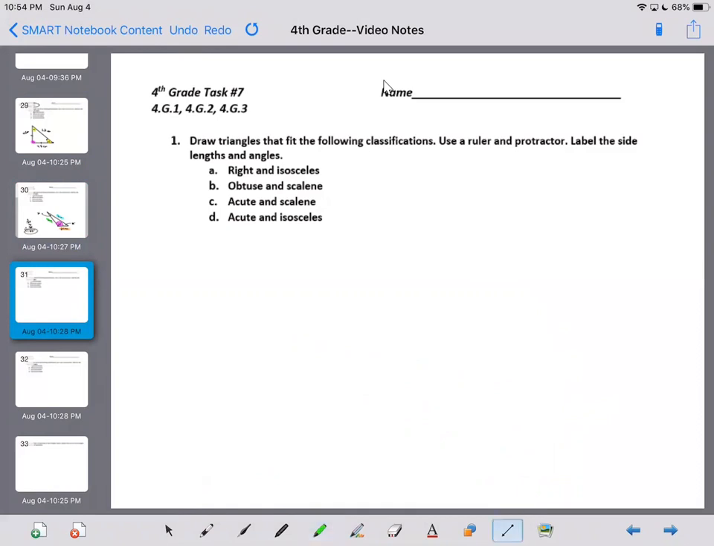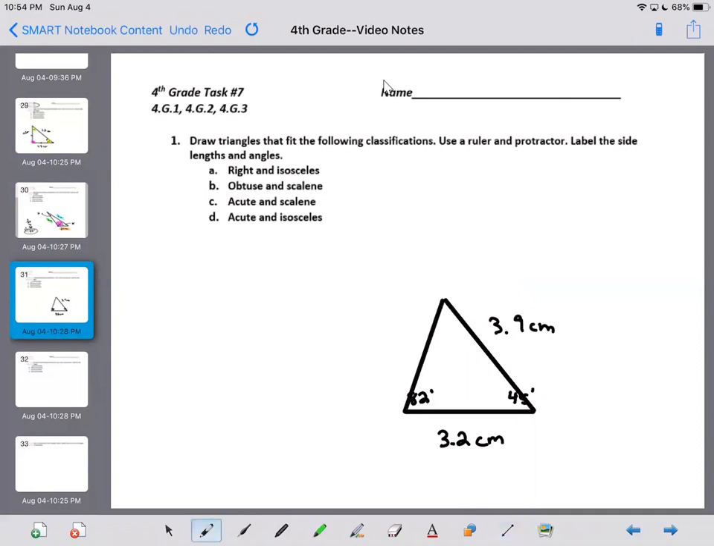On this third one, I want you to draw an acute scalene. So we're going to draw a line segment and label it 3 2/10 centimeters. And I would like for you to create an 82-degree angle measure here and a 45-degree angle measure here. So this will connect here, and that should be 3 9/10 centimeters. And this will be 2 8/10 centimeters.